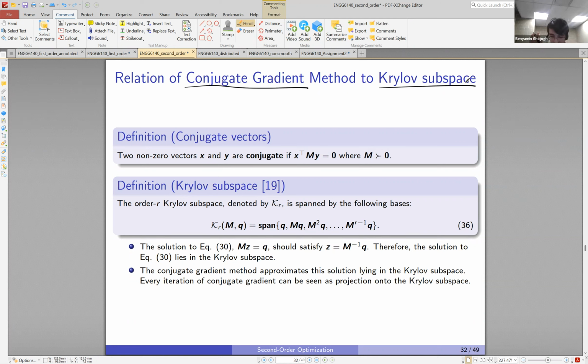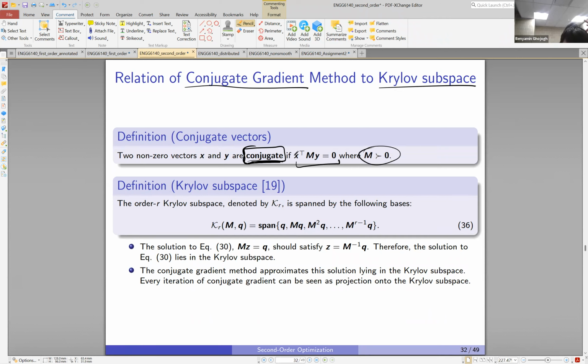Okay, there is a relation of the conjugate gradient method to Krylov subspace. Just one slide. If you don't understand this slide, that's fine. It's optional. It's a bit related to pure math, but I just want you to know that there is a relation between Krylov subspace and the conjugate gradient method. And what is that? Okay, two non-zero vectors x and y are conjugate, okay, I'm defining conjugate, if x transpose My equals 0 for an M which is a positive definite matrix, okay?